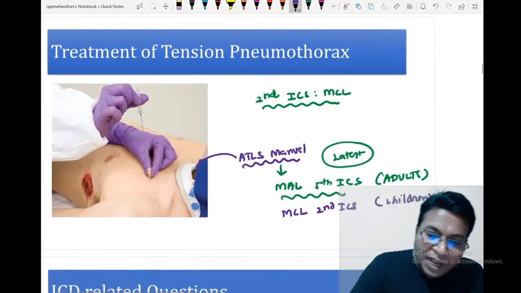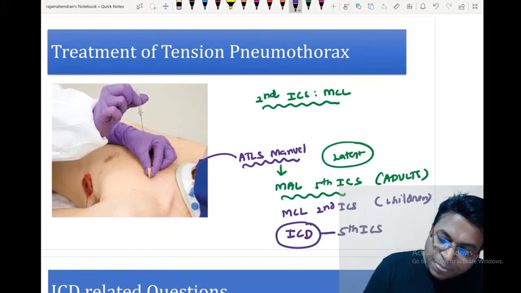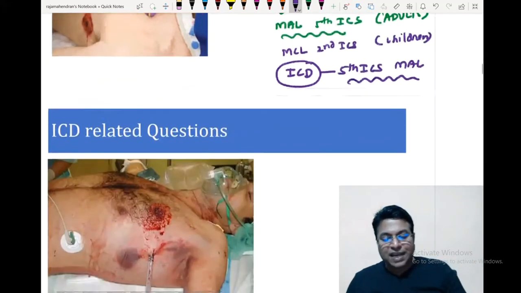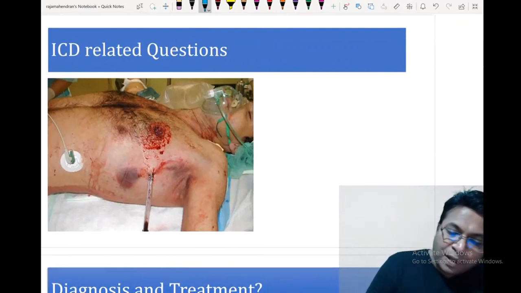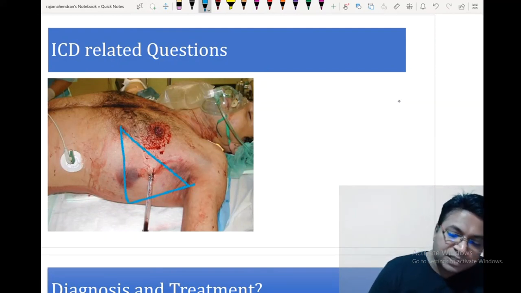So an intercostal drainage tube is usually put in the fifth intercostal space, mid-axillary line. This is the place we put ICD in practice. So this is an ICD related question. You can see here there is an intercostal drainage tube being put. The safety triangle of intercostal drainage tube. I am going to draw the safety triangle. See the safety triangle I have drawn now.